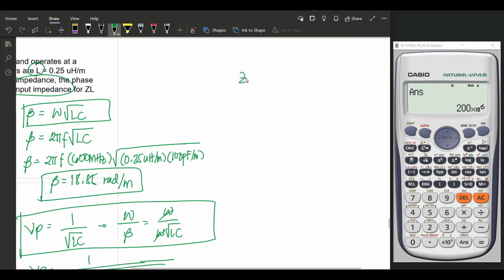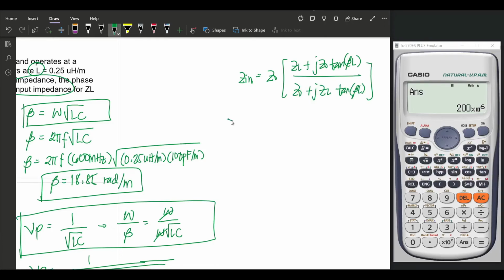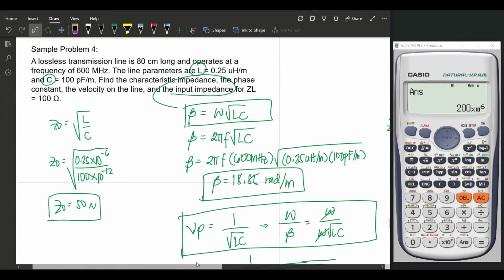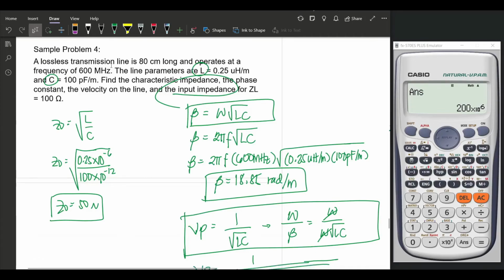So the input impedance Z in is equal to Z0 times quantity ZL plus J Z0 tangent beta L over Z0 plus J ZL tangent beta L. So the Z0 that we've computed is 50, di ba? 50 ohms. The ZL is what? Let's go back to the problem. So the ZL is 100 ohms. The transmission line is 80 centimeter long, or let's say in meters, this will be 0.8 meter. Tama? Yan.